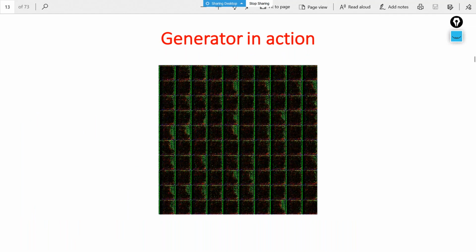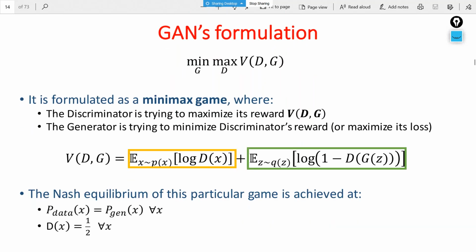So generator in action means how it is varying. If you notice, it starts with black, and finally it starts getting the edges and all. Slowly it starts understanding how you need to set it. This is not a good example, I agree. Okay, this is the GAN formulation.